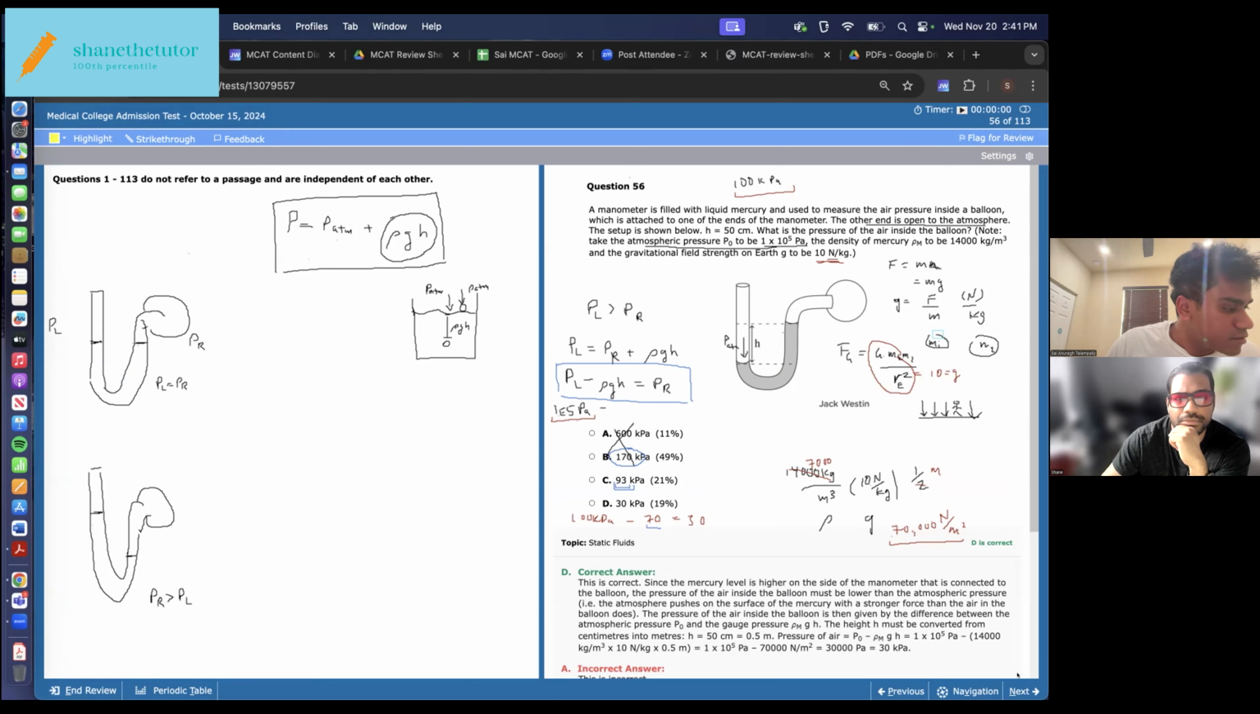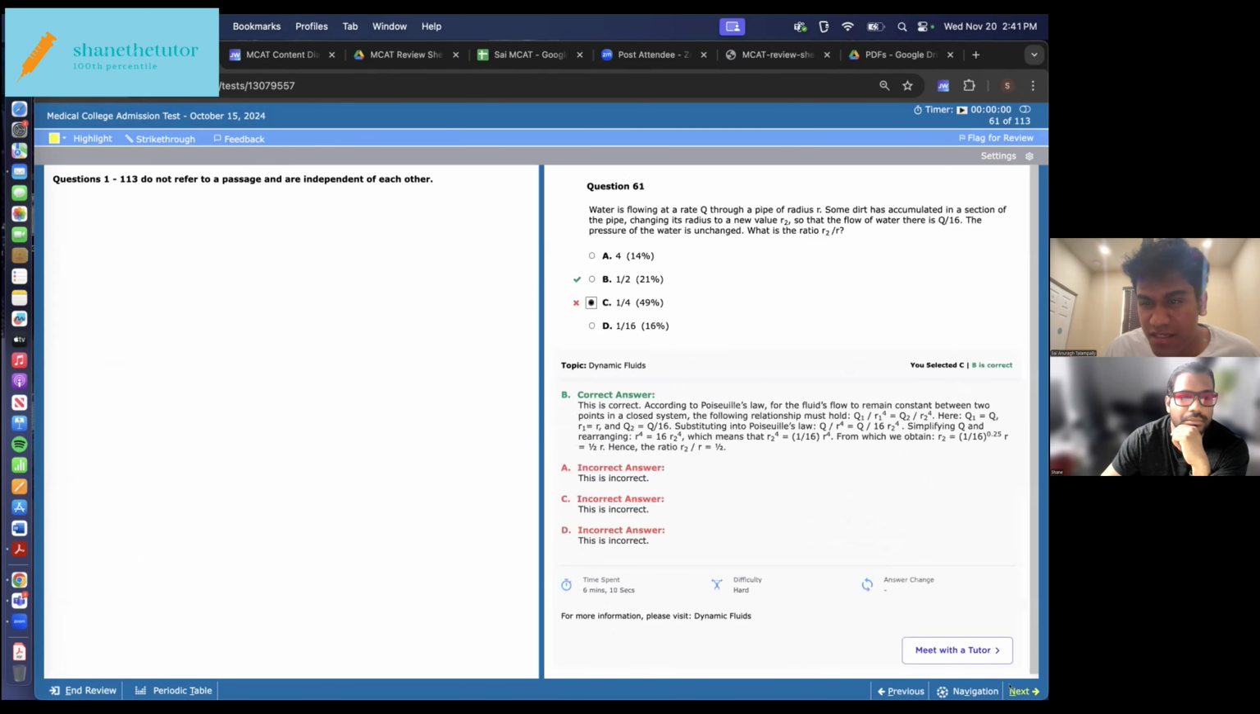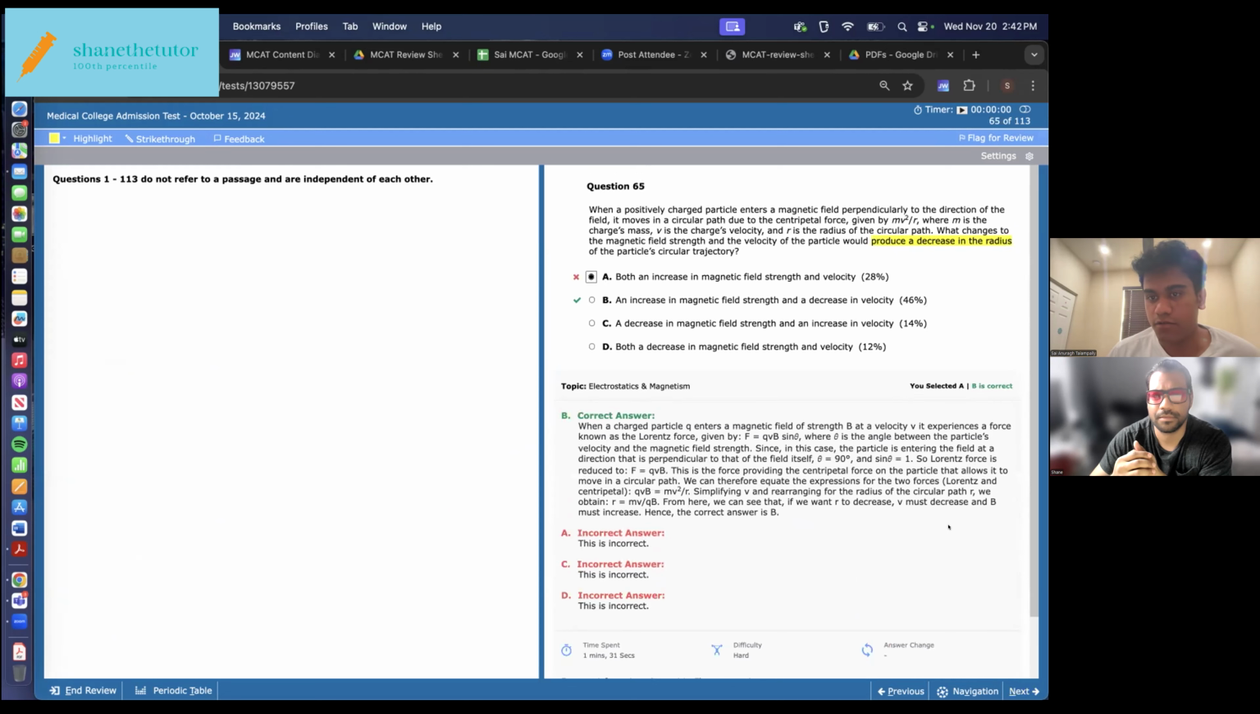Let's see what else we got. 61. What's 61? Yeah, this was something about the ratios, and don't worry about this one, because there's nothing in the question stem that indicates whether we're using Pascal's law or Bernoulli. So don't worry about this one. Okay, I guess we can go over this question.